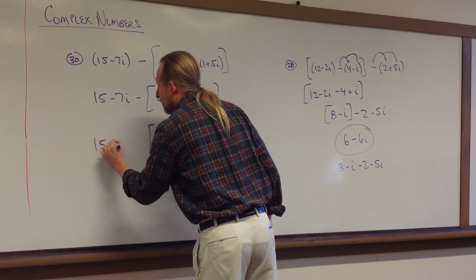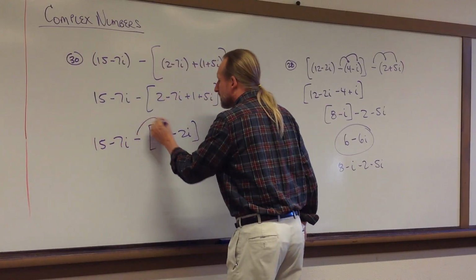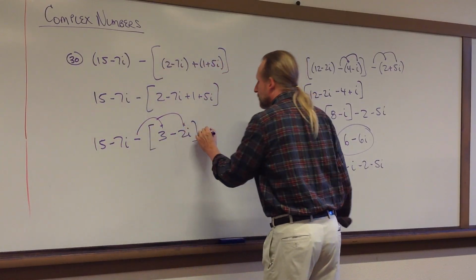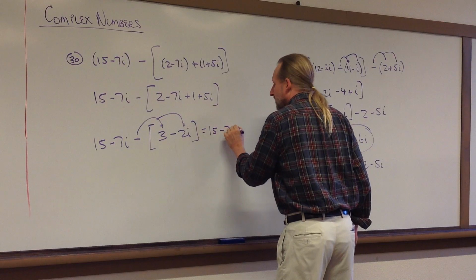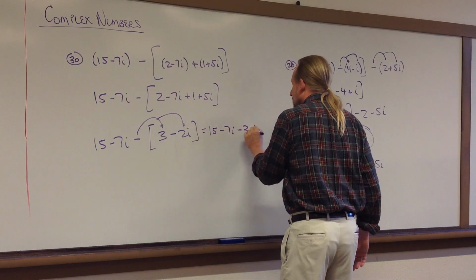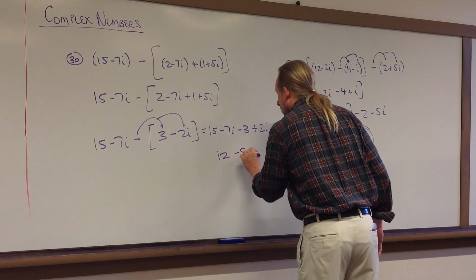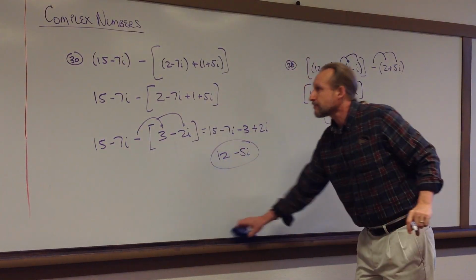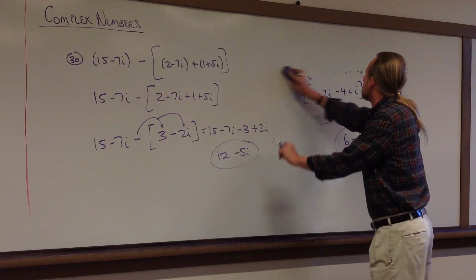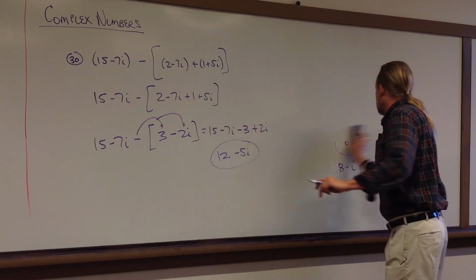So now that we've got that, this negative sign now has to get distributed. So that'll give us 15 minus 7i minus 3 plus 2i. So that'll be 12 minus 5i. Okay, so there's the adding and subtracting.